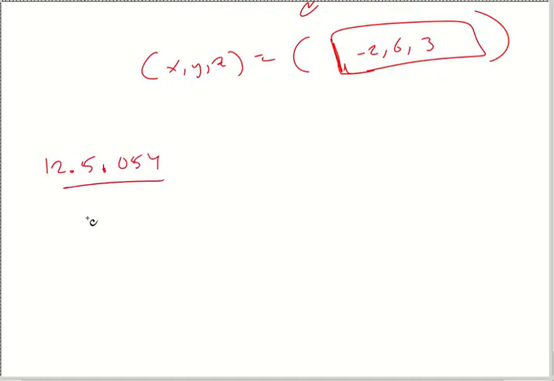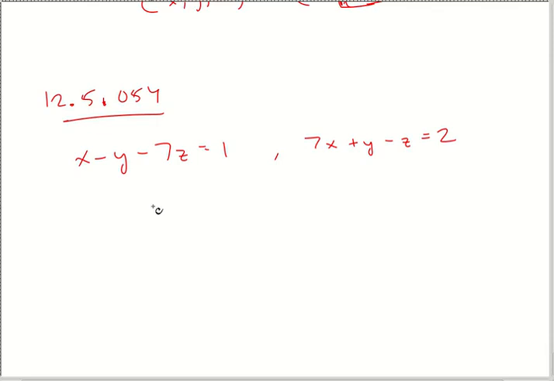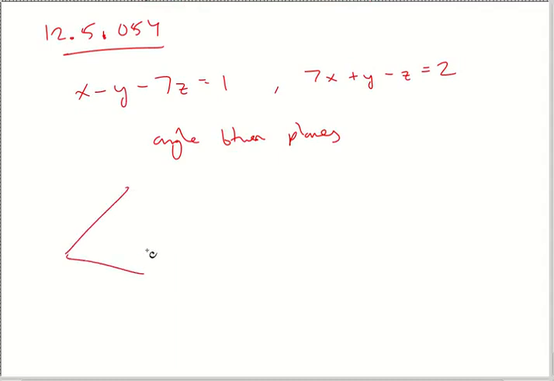12.5.054. So I got x minus y minus 7z is equal to 1. I got 7x plus y minus z equals 2. And they're wanting to find the angle between the planes. Well, you heard me, between these two planes. So what we have is two planes here, and let me draw another one. I don't know, something maybe like this.